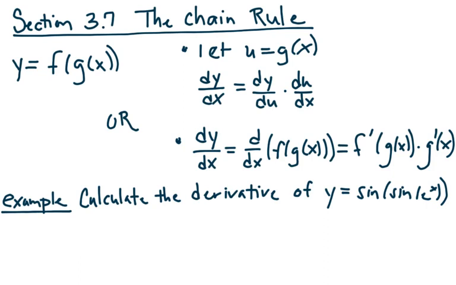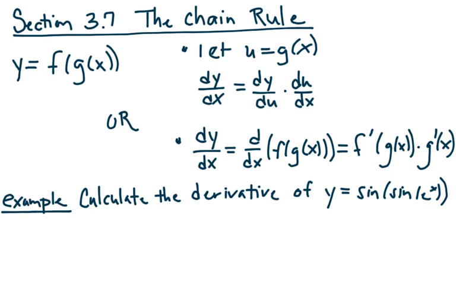So suppose we have y equals f of g of x. Then one way that we can write this out is to let u equal g of x, the inner function, and so therefore the derivative of y with respect to x is equal to dy du times du dx. The other notation for this is just keeping the f of g of x and writing the derivative as f prime of g of x times g prime of x. So the idea of the chain rule is that we're taking the derivative of the outer function and multiplying it by the derivative of the inner function.